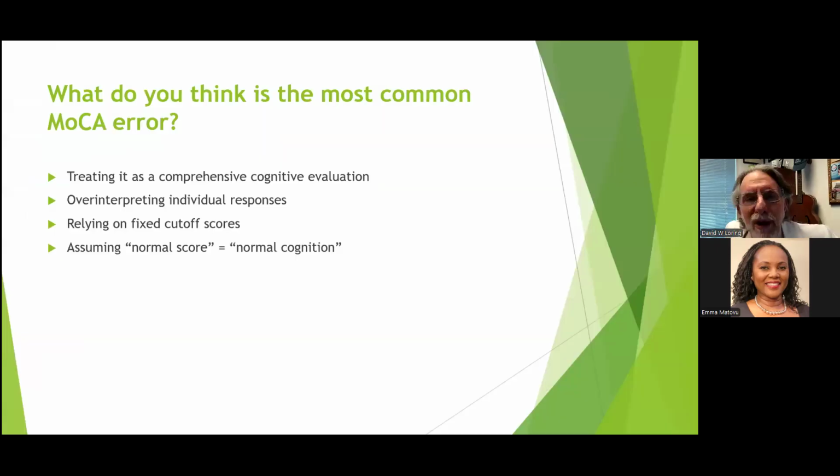So I'm going to be talking about common errors, and I'd like to take a quick survey as we get started to see what everybody thinks in the group. What do you think is the most common MoCA error? Treating it as a comprehensive cognitive evaluation, overinterpreting individual responses or domains, relying on fixed cutoff scores, or assuming a normal score equals normal cognition. Poll is up. Participants are voting.